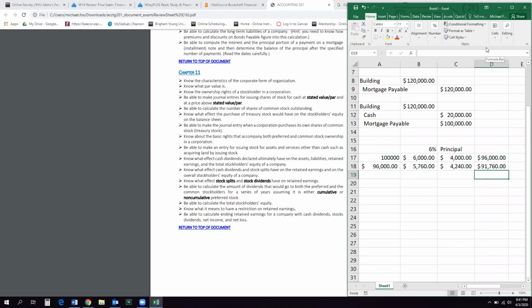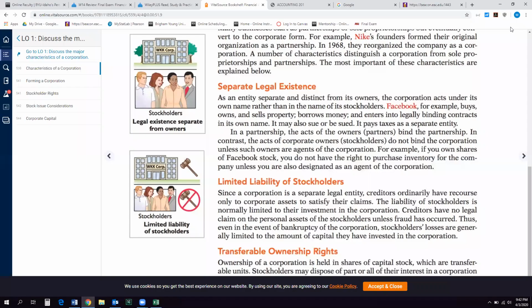So the first thing they want you to do is know the characteristics of the corporate form of organization. So again, that's kind of a book thing. I'm going to pause this for a second and turn to that page in the book. All right, so here's our characteristics of a corporate form.